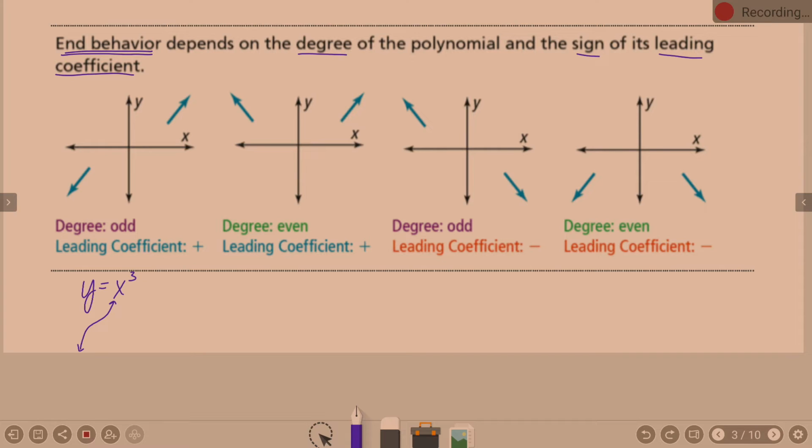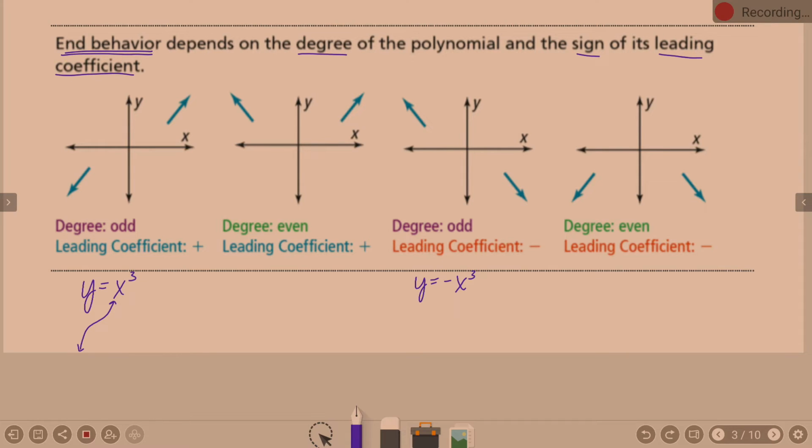Now, do I dare jump for a moment? Let's jump to the third picture. Degree is odd again. So again, that's your 1, 3, 5, 7, right? Leading coefficient negative. So an example of this would be something like y equals negative x cubed.